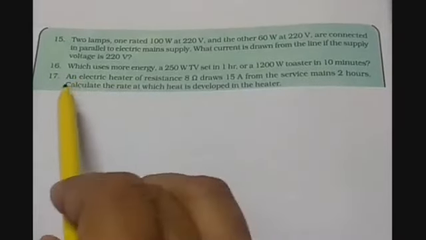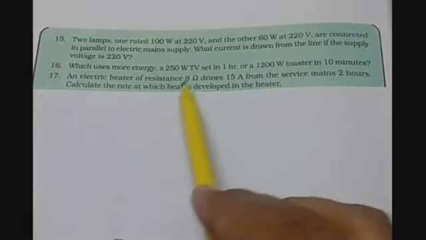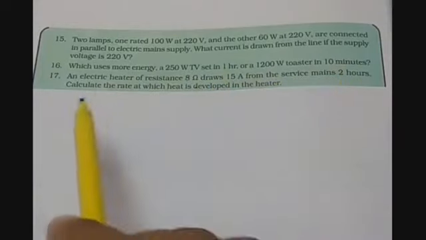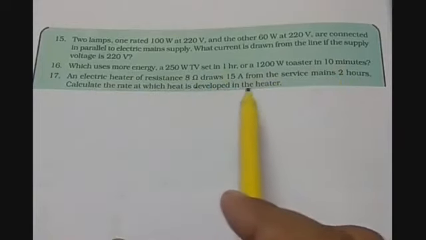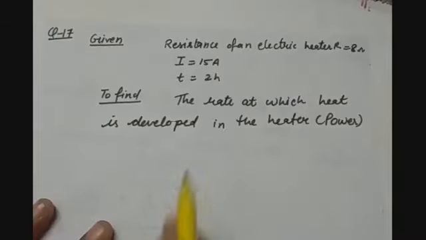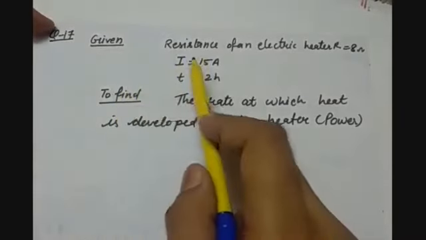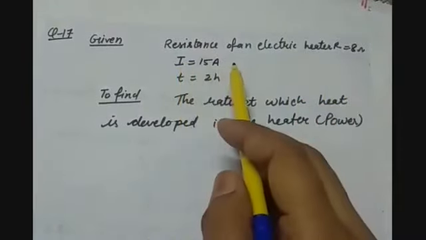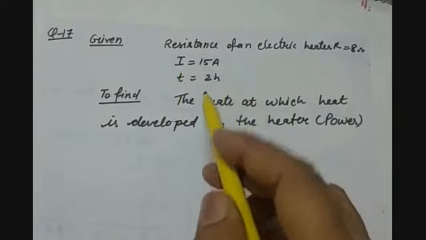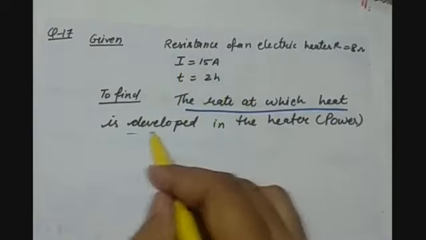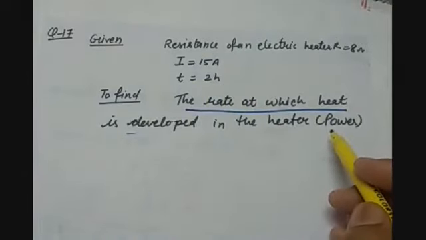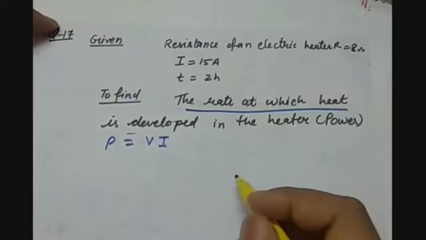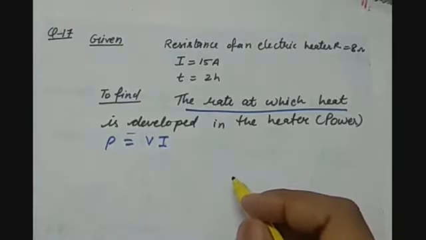Question number 17 is, an electric heater of resistance 8 ohm draws 15 ampere from the service mains for 2 hours. Calculate the rate at which heat is developed in the heater. So we have been provided in the question that resistance of an electric heater R is 8 ohm, I is 15 ampere, time is 2 hours, and we have to find the rate at which the heat energy is developed in the heater. So that means we have to calculate the power. And for power we have a formula V into I. We have some modified formulas also, but let's see which is applied here.